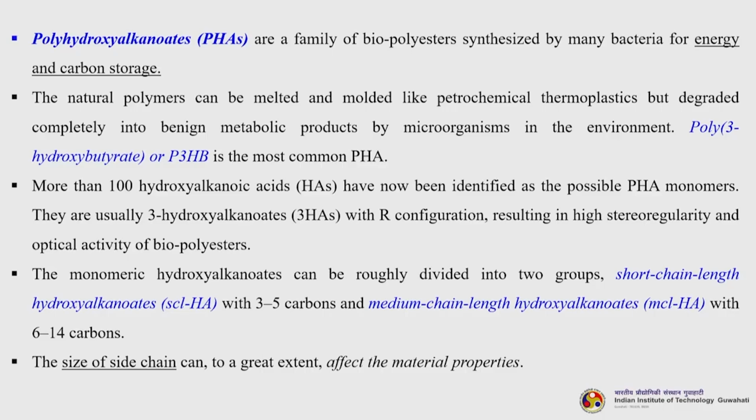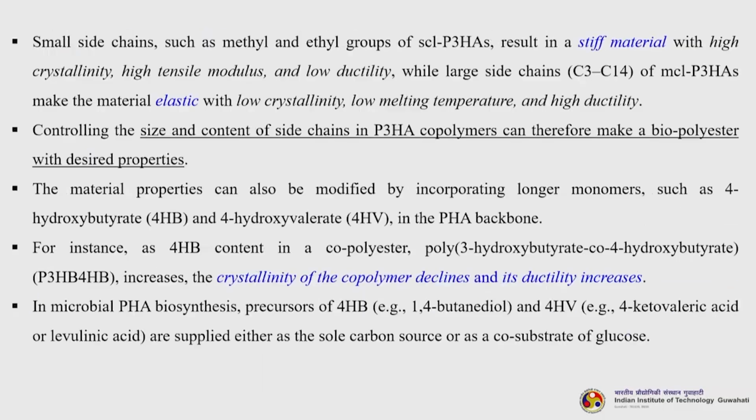The size of the side chain can to a great extent affect the material properties. Small side chains such as methyl and ethyl groups of SCL-P3HA result in a stiff material with high crystallinity, high tensile modulus and low ductility, whereas large side chains of MCL-P3HA make the material more elastic with lower crystallinity, low melting temperature as well as high ductility. So, actually the length of the side chains matters.